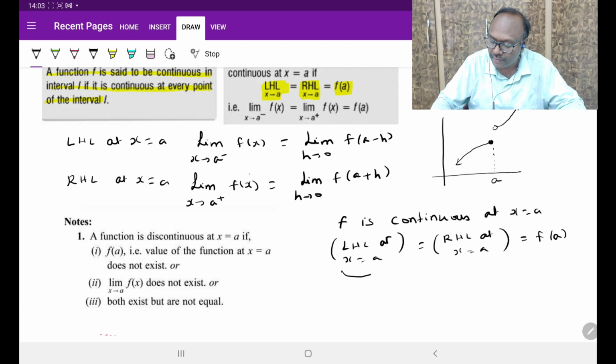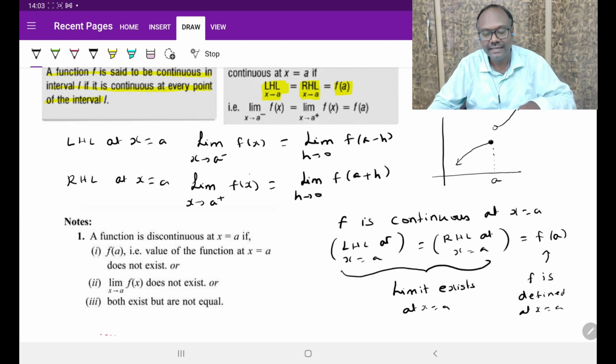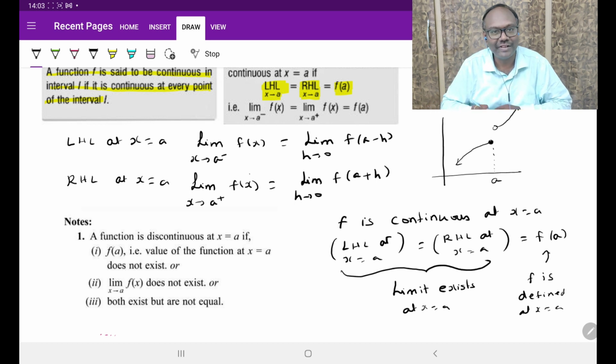So if you observe this part, left hand limit at x equal to a equal to right hand limit at x equal to a, which means limit exists at x equal to a. And if you find the value of f of a, that means if f of a is defined, f is defined at x equal to a, and if we observe that the limiting value of the function is equal to f of a, then we say that the function is continuous at a point x equal to a.